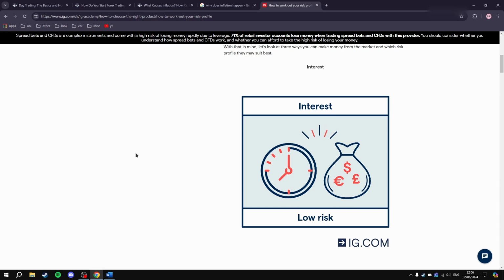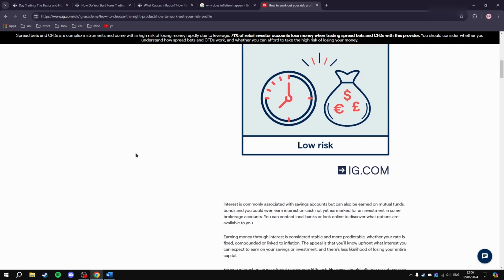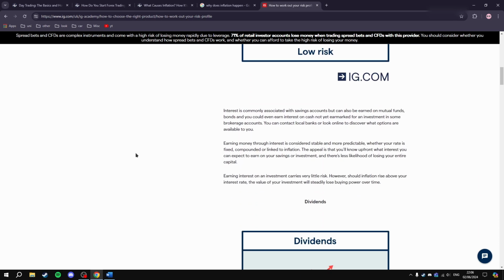Interest. Low risk. Interest is commonly associated with savings accounts but can also be earned on mutual funds, bonds, and you could even earn interest on cash not yet earmarked for investment in some brokerage accounts. You can contact local banks or look online to discover what options are available to you.